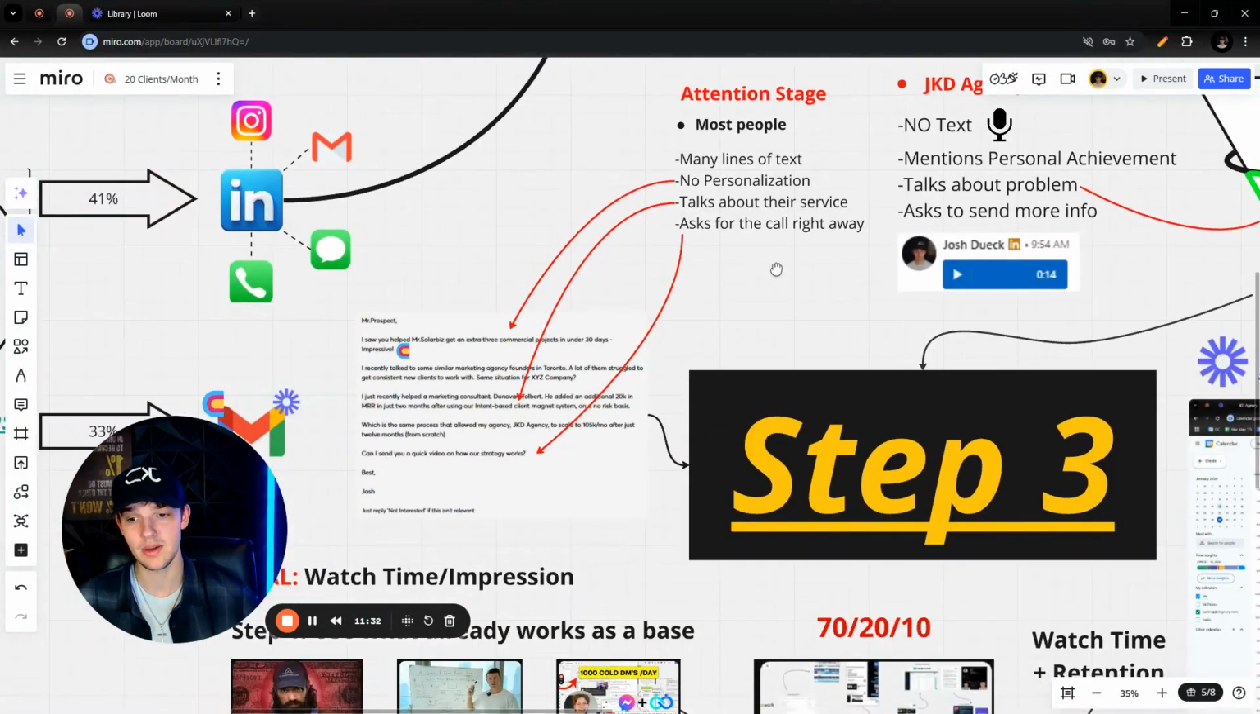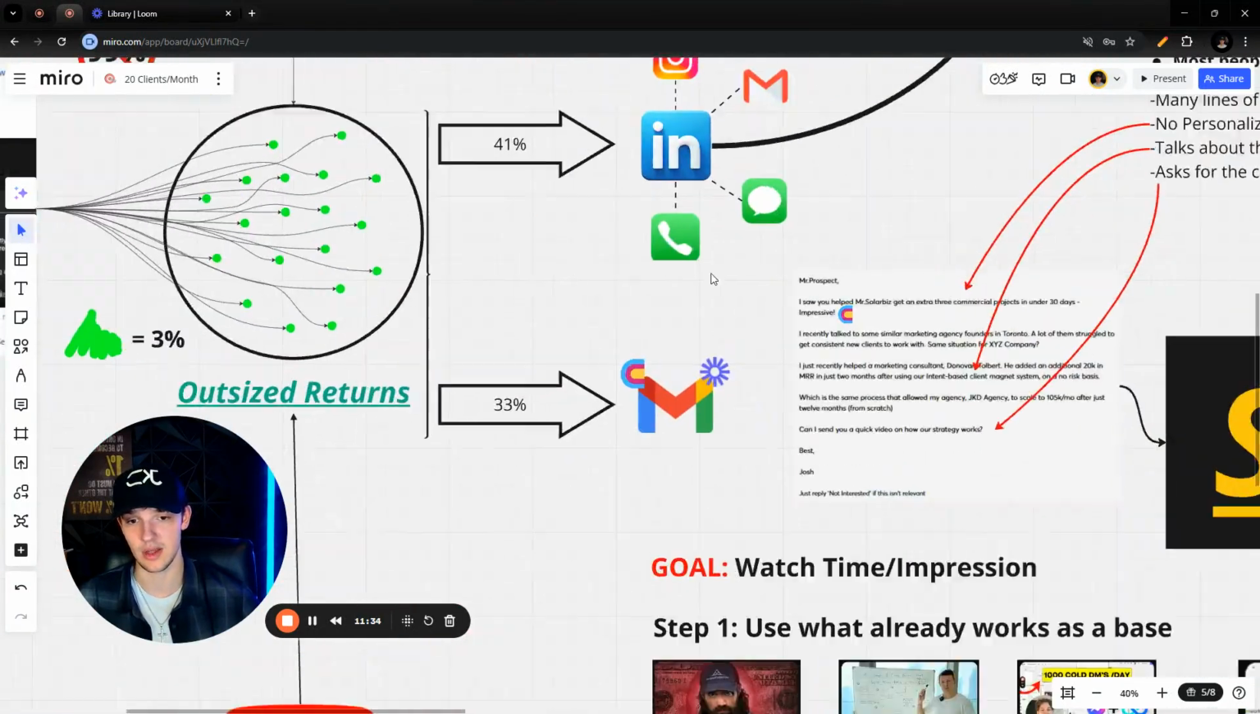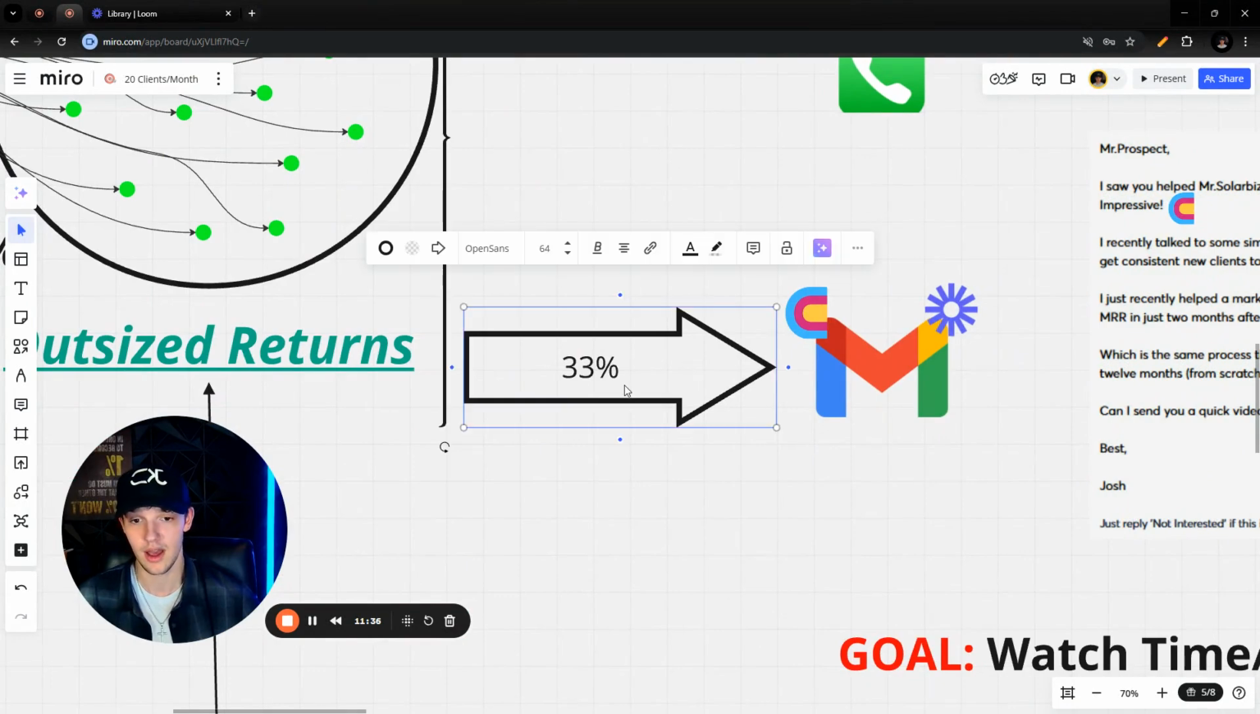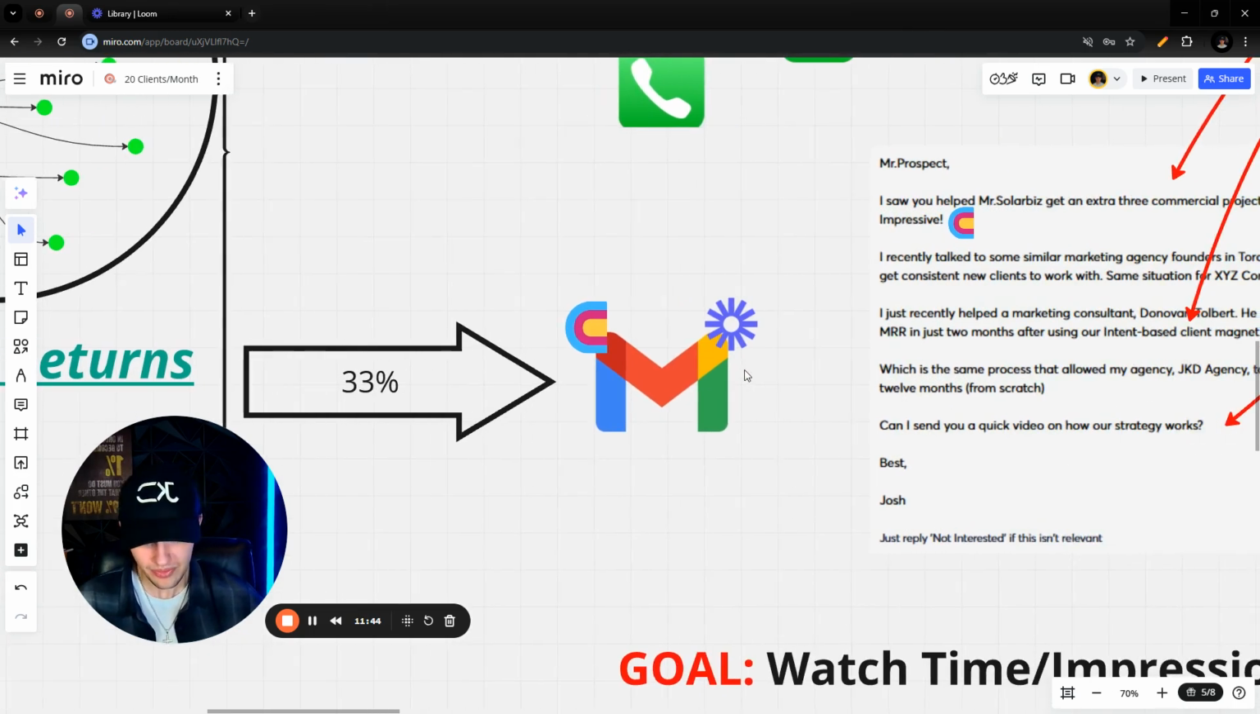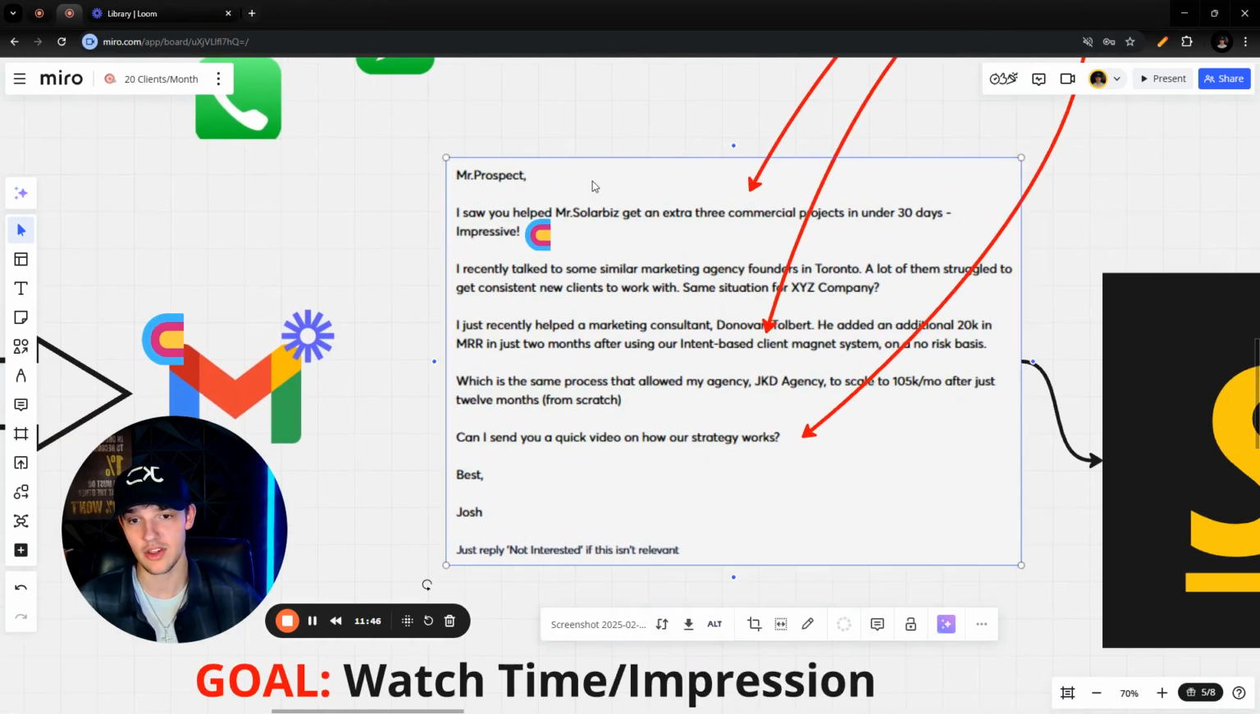So that basically brings us down to the email side of things, which we're using to get 33% of the clients that we're getting. And on average, we're doing about 50 to 100 grand a month. Obviously that's a big difference, right? But it fluctuates. So in terms of the email, this is basically what it looks like.